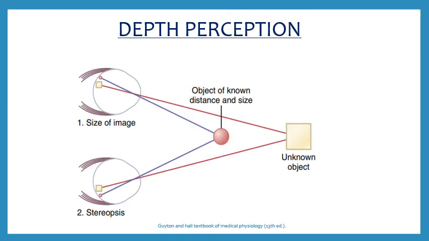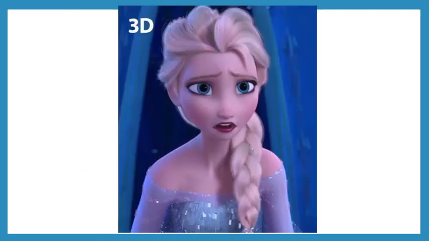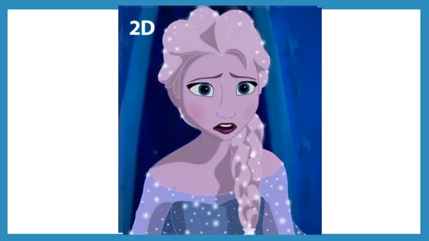Okay. So this is an image which shows how our eyes perceive the depth of an object. As I said before, if the size of the object is already known, the brain will process it to know how far it is from us. And if it is an unknown object, by the process of stereopsis, it will be able to understand how far the object is. Right? So that is about depth perception. This beautiful picture of Elsa appears like this because her depth perception is intact. Otherwise, it would have appeared something like this.